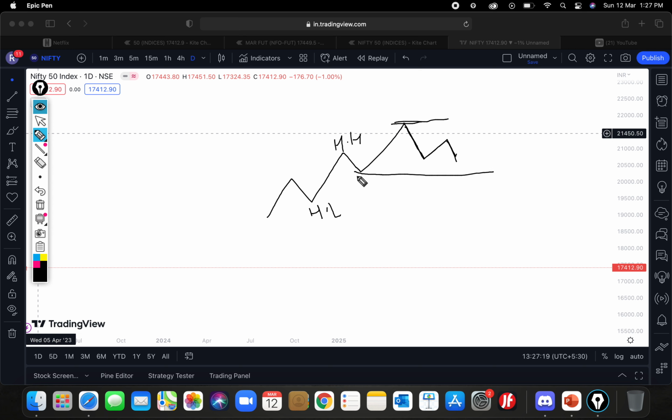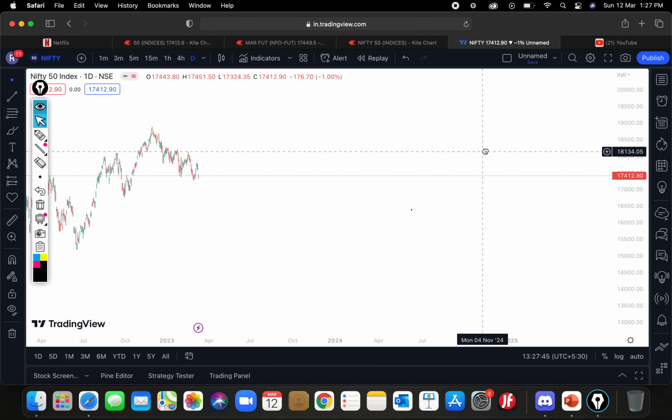So this was a previous higher low. If the market breaks this particular level, a previous higher low, and pulls back and again creates a new lower high, then we could say that the market has changed its character from bullish to bearish. So this is how you confirm a change of character, right? Okay, so let's look at the example here.